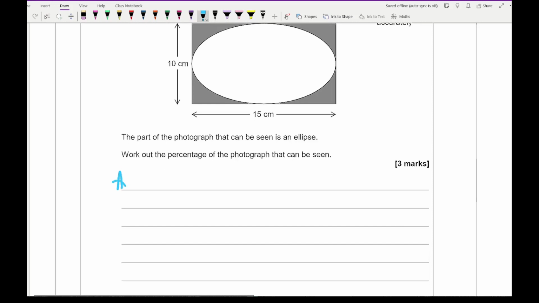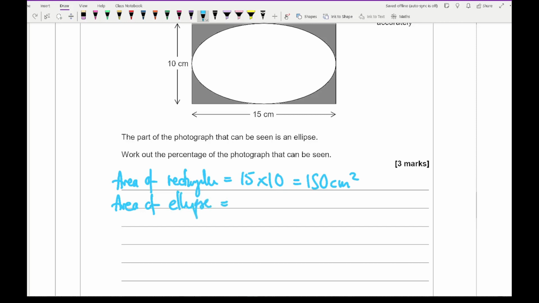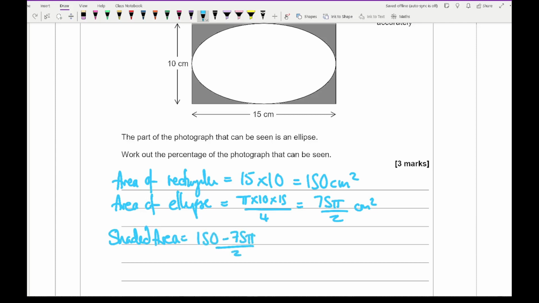So first of all, let's work out the area of the rectangle, which is going to be 15 times 10, which is 150 centimeters squared. Then if we work out the area of the ellipse, that's going to be pi times 10 times 15, all divided by 4, which gives me 75 pi over 2 centimeters squared. So here then the shaded area is going to be 150 minus 75 pi divided by 2.